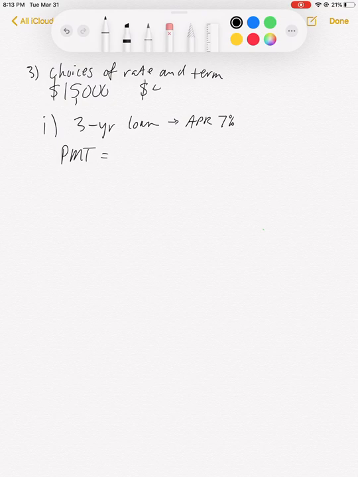Okay? So part one is going to be our 3-year loan, and the APR was 7%. Okay, and so with our 3-year loan at 7%, we are going to calculate our monthly payment. That's the best thing to indicate which loan we choose based off of our budget and our payment. Our budget was $400 per month.